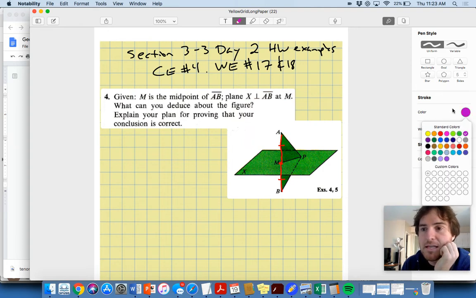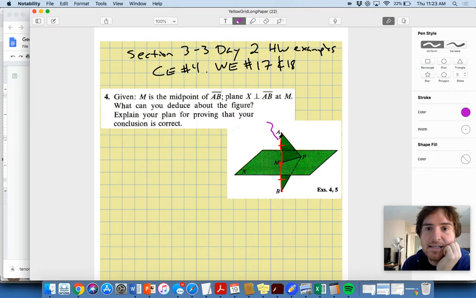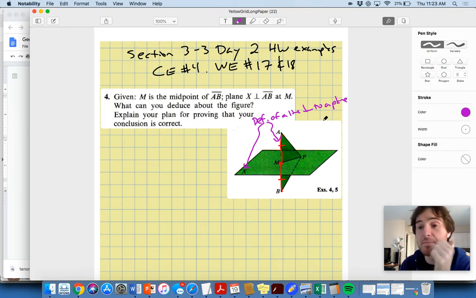So what it's using here is that AB is a line, X is a plane. In this one we're going to use this new definition they gave us in this section, sort of randomly, the definition of a line perpendicular to a plane. We're going to use that to say something about another line in this diagram. We're given that here, so we have to know what that definition is and use it. That's why that was on your exit ticket yesterday. What are some things we can immediately conclude based on the definition of a line perpendicular to a plane in this situation? What can you deduce about the figure?